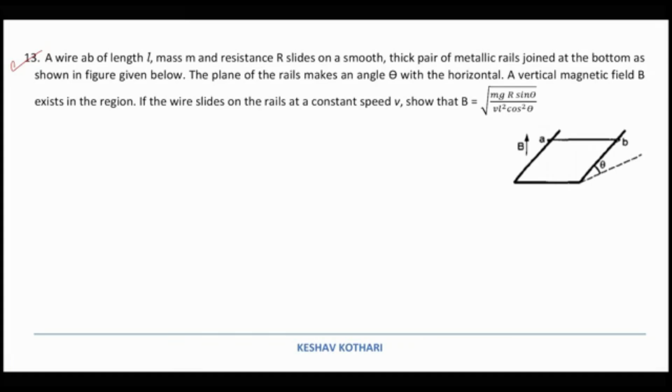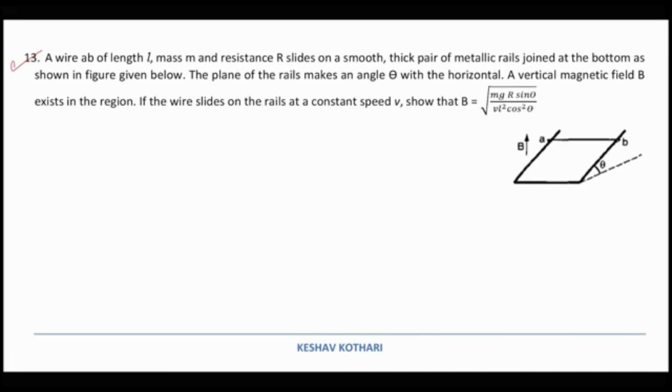A wire AB of length L, mass M and resistance R slides on a smooth, thick pair of metallic rails joined at the bottom as shown in the figure given below. The plane of the rails makes an angle theta with the horizontal. A vertical magnetic field B exists in the region. If the wire slides on the rail at a constant speed V, then we have to show that the magnetic field B is equal to root over mgR sine theta upon V L square cos square theta.